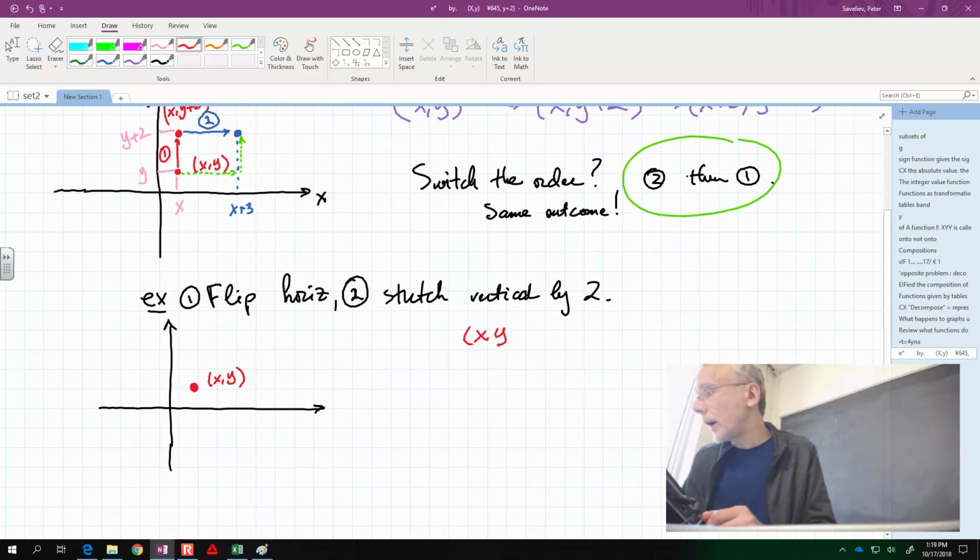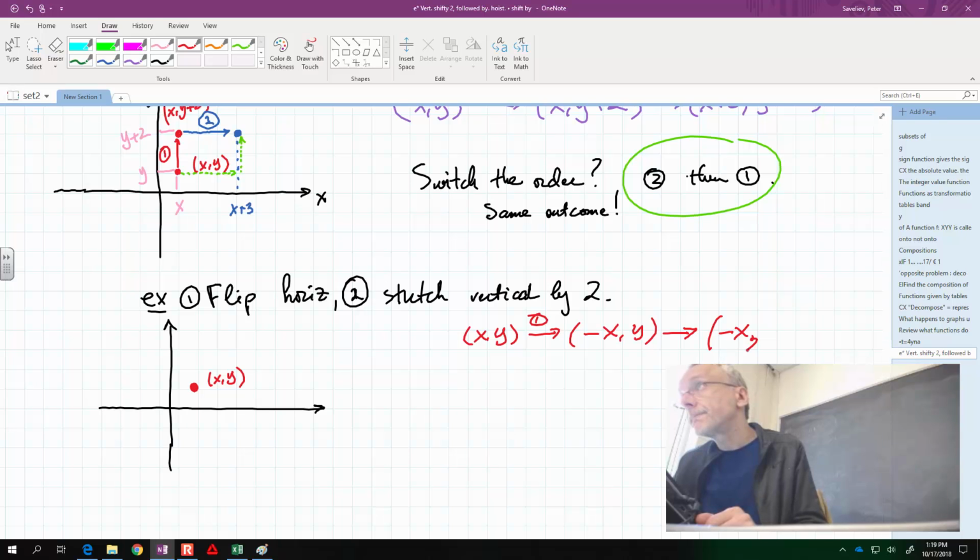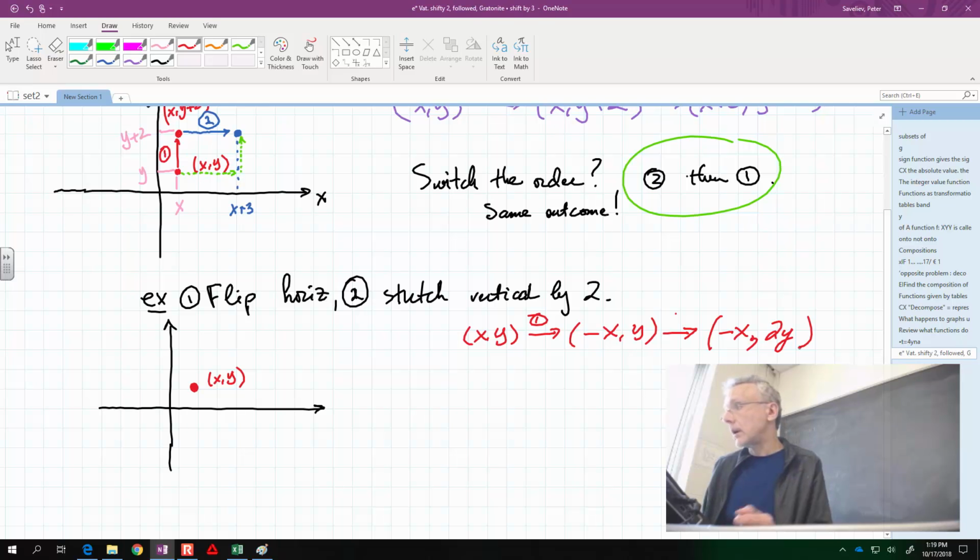So xy goes to, according to that plan, flip horizontally. So x changes to negative x, y remains the same. That's step number 1. And step number 2, stretch vertically. What's going to happen? No changes to x. X is horizontal, y vertical, so it will still be negative x. And what happens to y? Stretch, 2y. Okay, so that's it. Only remains to be now visualize it.